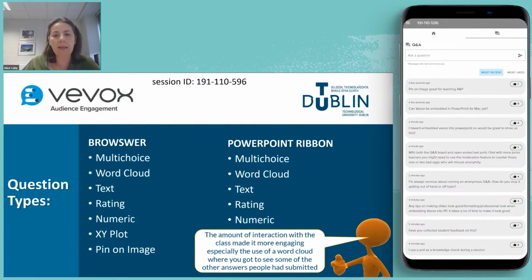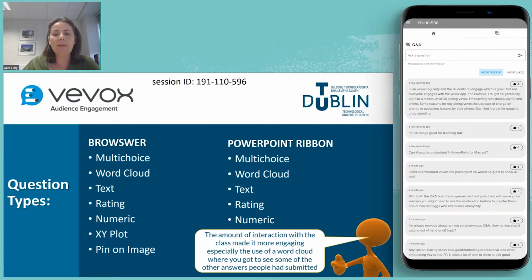Feedback that came back from one of the students was that the amount of interaction with the class made it more engaging, especially the use of a word cloud where you could see some of the other answers people had submitted. So they actually liked being able to see the way other people worked out their answers, not just the kind of guessing A, B, C, or D.